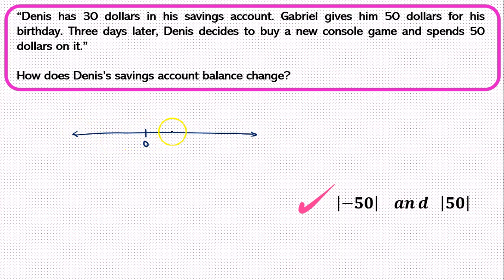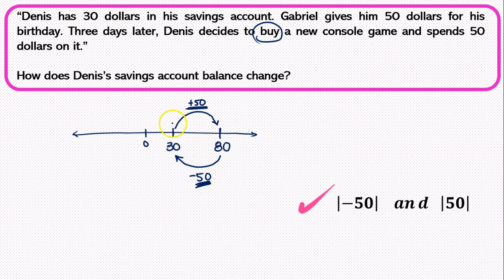Dennis doesn't start at 0. Dennis starts at $30. But then Gabriel gives him $50. So again, he receives $50 plus $50 for his birthday. And now he has $80. But then again, he decides to buy a new console game and spends $50, right? So he goes back $50.